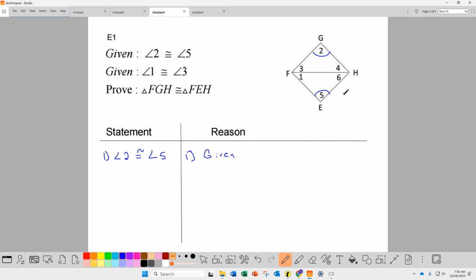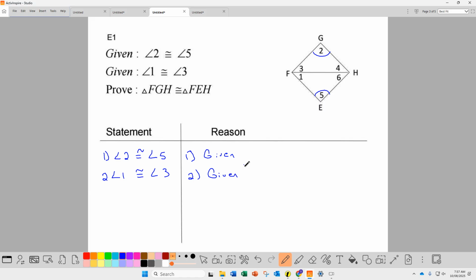The next thing you're going to use is the second piece of given information, that angle 1 is congruent to angle 3. Again, number 2, the reason for that is just given. When it's given to you, it goes ahead and puts given in there most of the time when you're dropping them in. It is just going to be given. That's the only reason that they gave it to you.